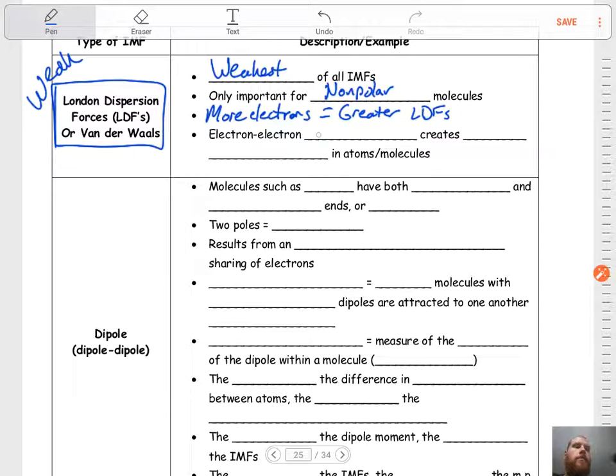This is based on the electron-electron repulsion creating brief dipoles. Okay, very, very brief. And we'll talk about dipoles more in just a second. Within the atoms/molecules, okay? It's supposed to be dipoles. Okay, so again, these are the weakest. They are only with nonpolar molecules. The more the electrons, so the bigger the substance is, or the structure of the molecule, the greater these forces are going to be. So the smaller something is, then it's going to be weaker.